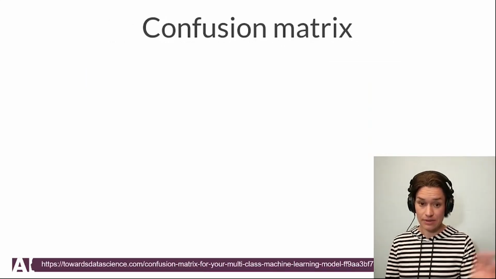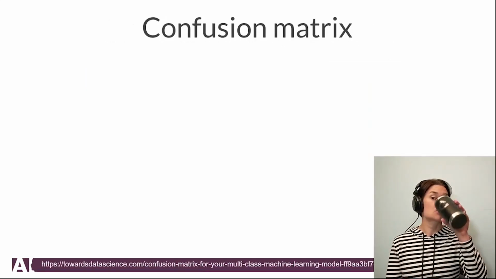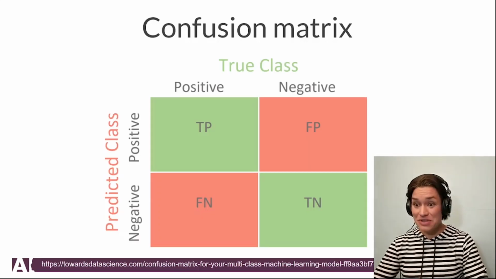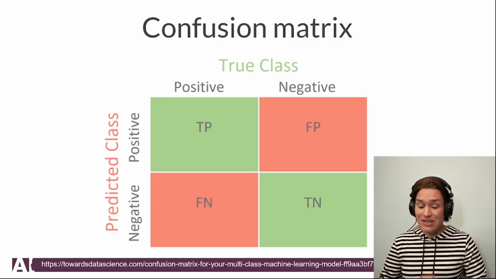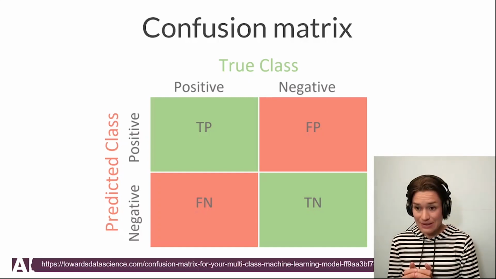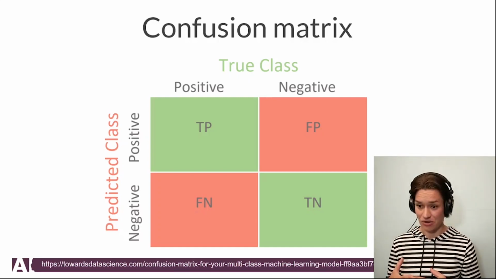Let's start with the basic concept in those metrics. Confusion matrix. A confusion matrix is a matrix, a graph. It's not really a metric. It is a visual representation of what's happening in our classification.